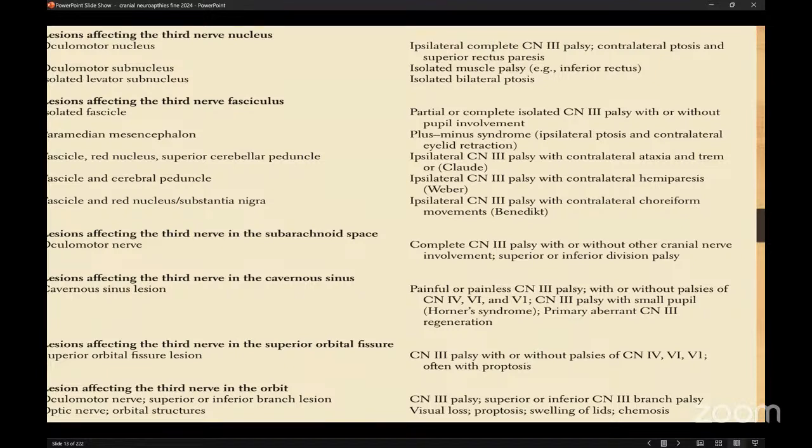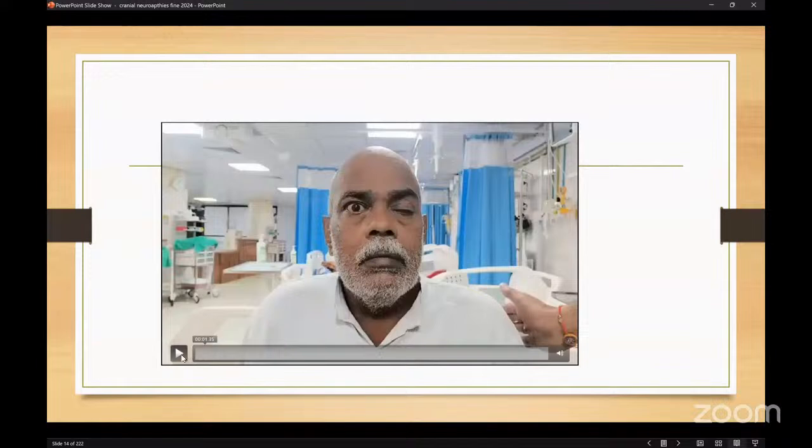If only the inferior branch is involved, then all the other eye movements will get affected along with the pupil. So this is the most important part of third nerve localization. I will be discussing all other cranial nerves in a similar way, that is anatomy, and in short, where will you localize the third nerve? Can anybody answer this?